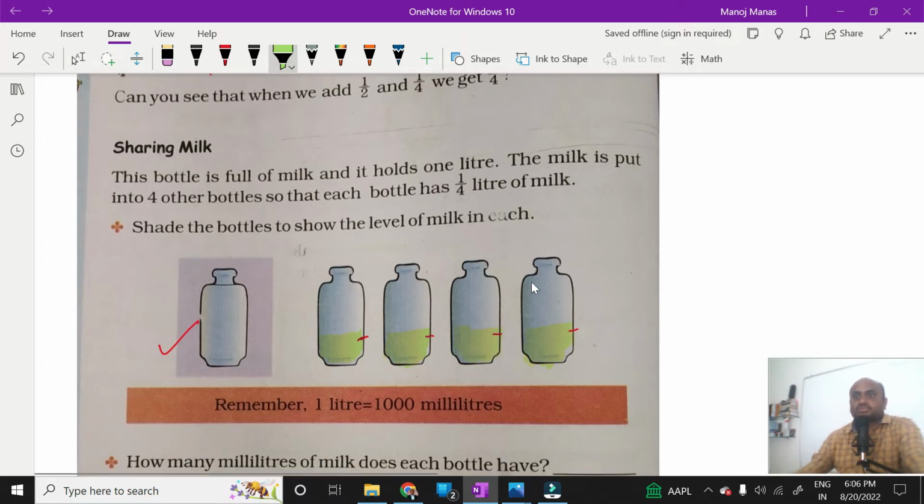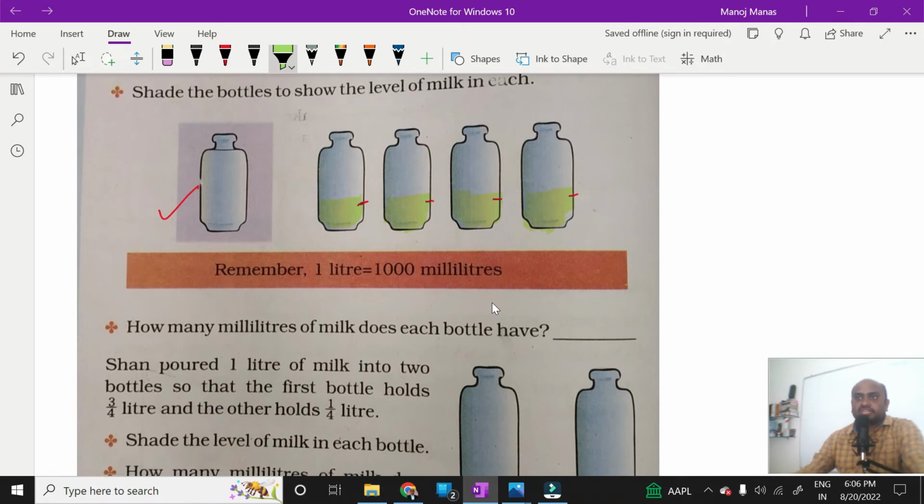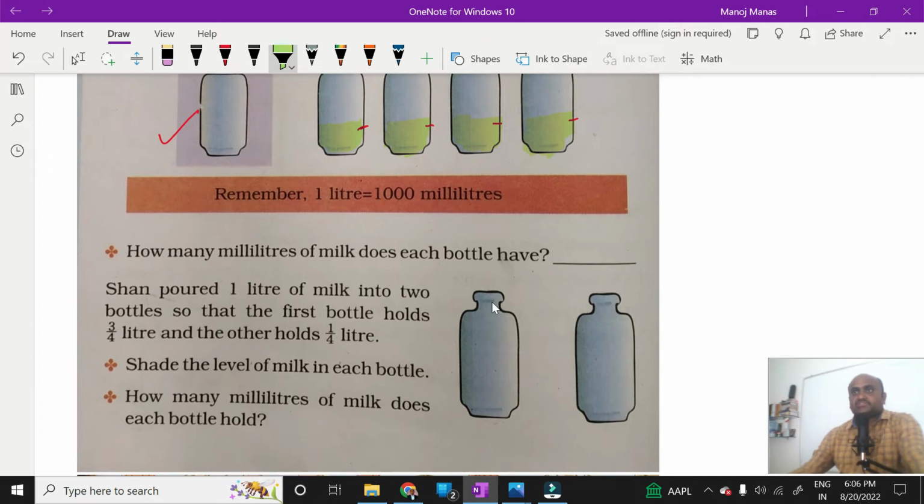So remember, 1 liter of milk is equal to 1000 milliliters. How many milliliters of milk does each bottle have? It will be having 250 milliliters. So here also we will write the same, 250 ml.